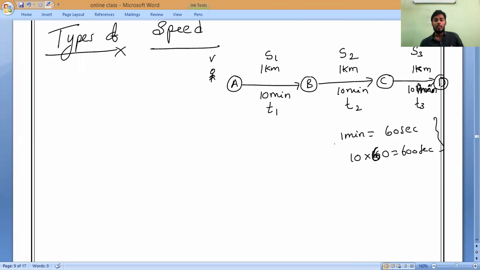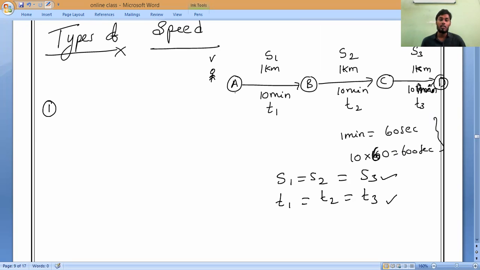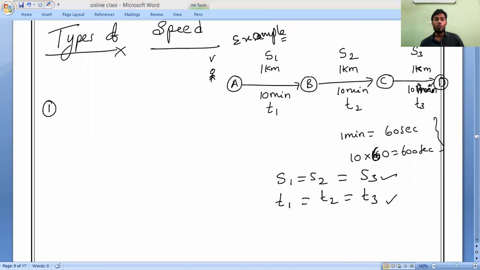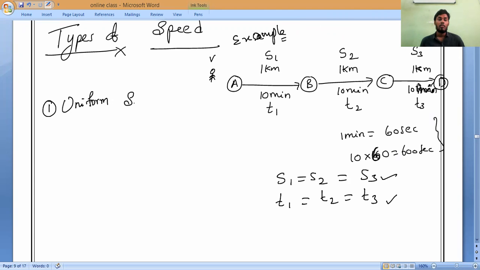Now tell me, are all the distances the same or not? S1 is equal to S2, S2 is equal to S3. In the same way, the time is also T1 equal to T2, T2 equal to T3. So this is the first type of speed, which I explained only as an example. The first type of speed is called uniform speed. Kindly remember, all of you.